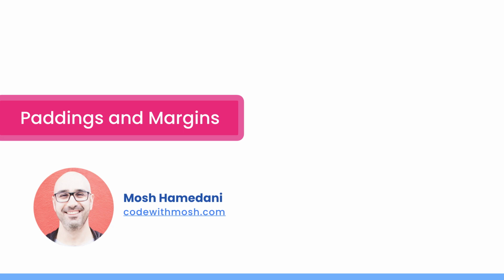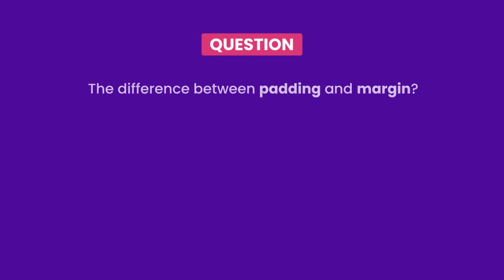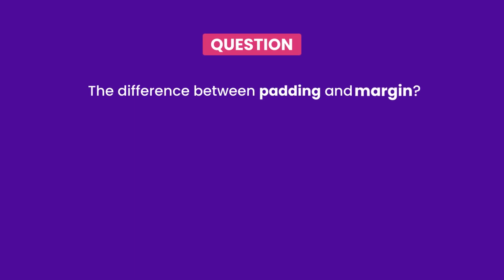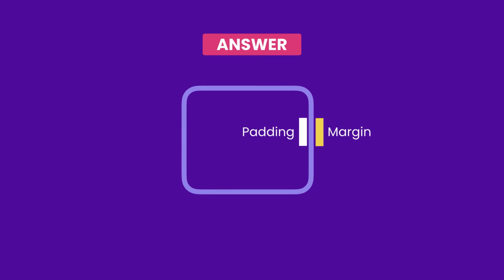So paddings and margins. But first I got a question for you. What is the difference between paddings and margins? Well, at this level, if you're taking a React Native course, you have to know the difference. If not, you have to go back and strengthen the fundamentals. So padding is the space inside a component, whereas margin is the space around it.